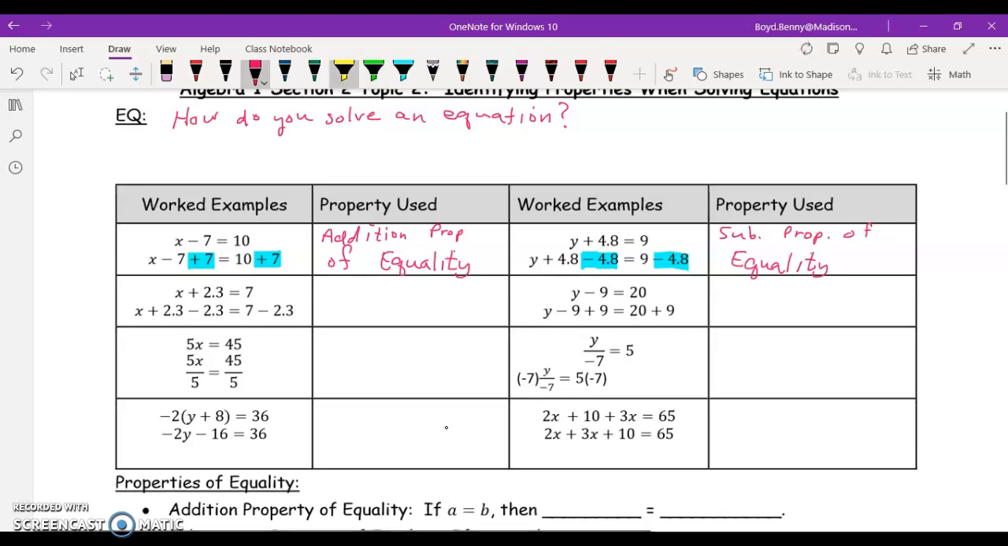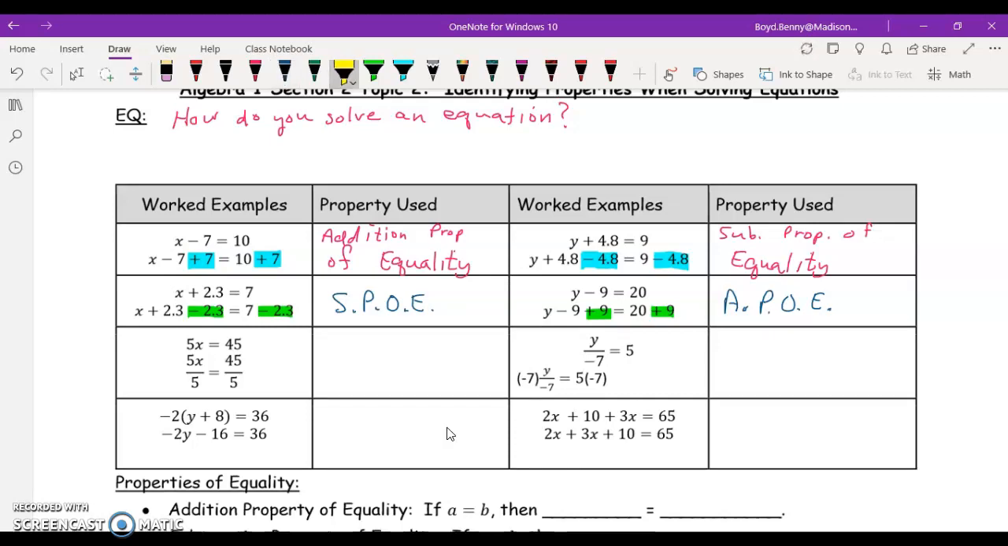Okay, let's move on to example number 3. Well, I see in example number 3 we've got subtraction, and in example number 4 we have addition. So that tells me that this is the subtraction property of equality, abbreviated SPOE, and the one on the right is the addition property of equality, abbreviated APOE. Make sure you know what those abbreviations stand for, though.